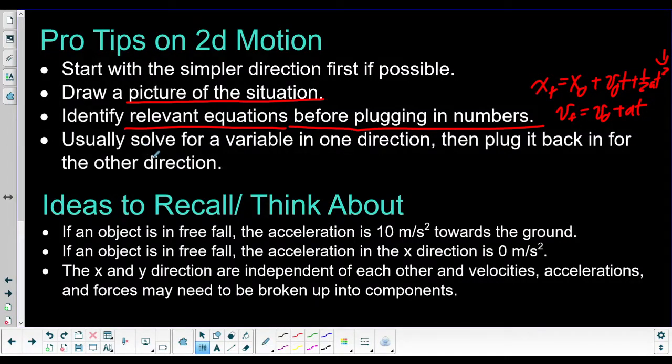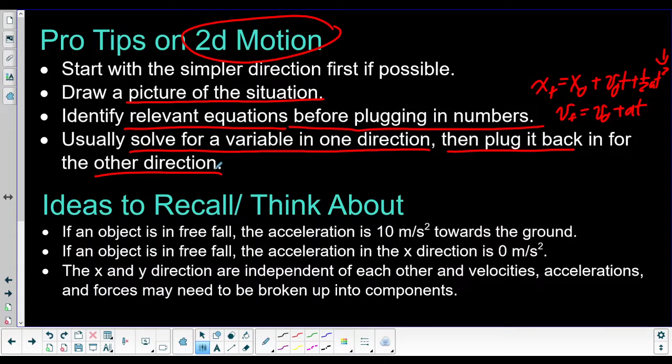Usually with 2D motion problems, you're going to be solving for a variable in one direction. The reason they're 2D motion is because you have to look at both directions at once. If you can completely ignore one direction, please do so. But usually with 2D motion problems, you have to use information about one direction and then plug that information back in for the other direction. Meaning you have to look at your x equation, figure out how long something takes, then plug that into your y equation to figure out how high something goes.